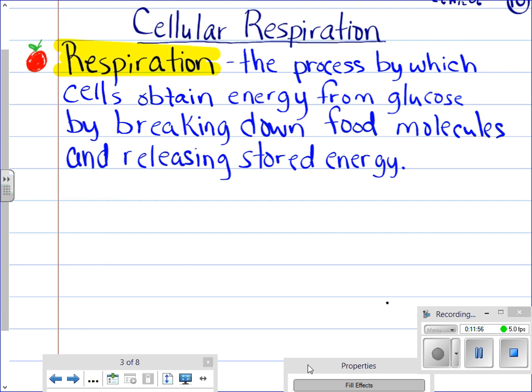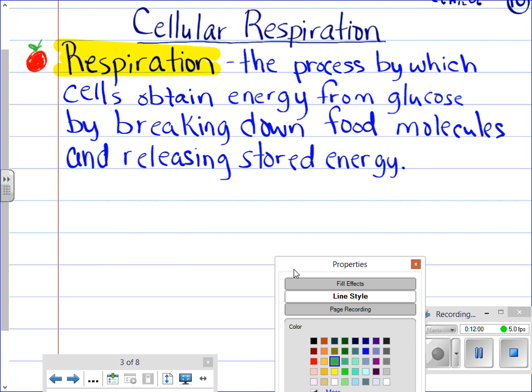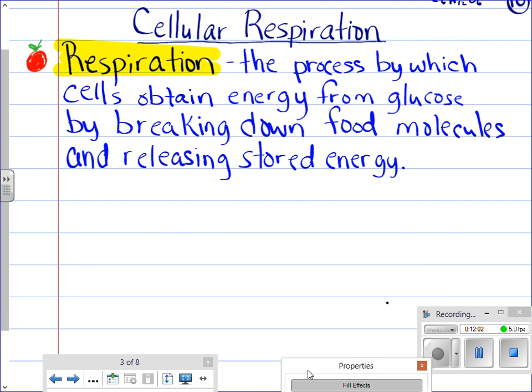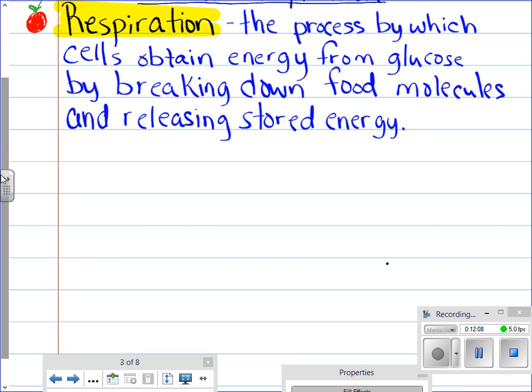So, let's then write down the respiration equation.